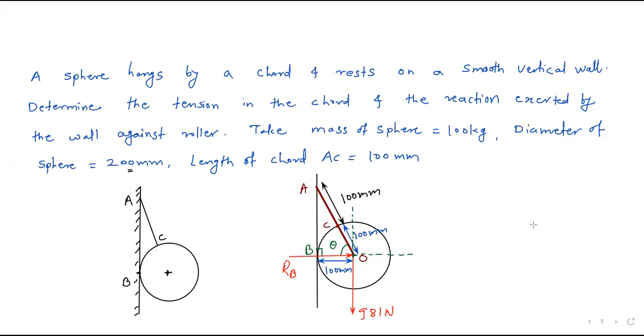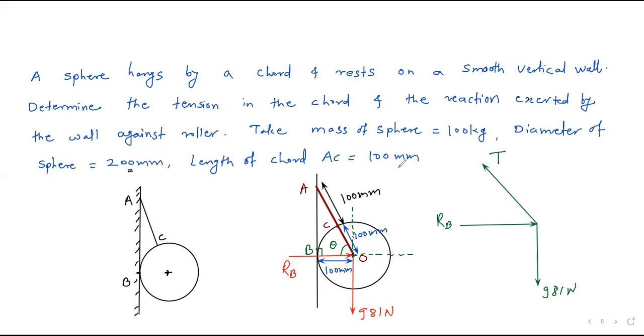So here from the point O, there is a downward weight. This is 981 Newton, which is like this. Then here will be the reaction RB, which is horizontal. We don't know yet what is the value of RB. And then the string is there. Cord means string, so it always carries the pull. So I will write here T, tensile force.